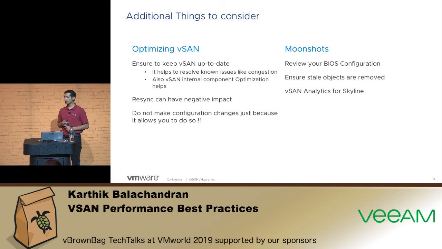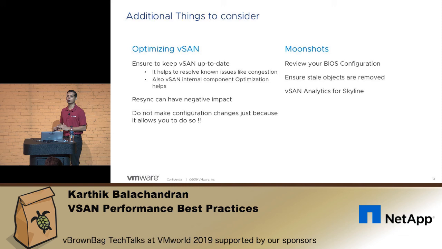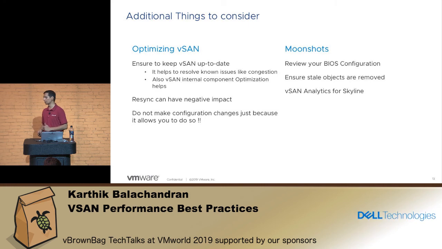And last point, do not make configurations on the fly, or make sure you're streamlining them. That's very important. The moonshots would be like stale objects. This is something we don't usually see with customers, but if you are in a POC and you're moving your POC environment into production, that is when you get to see this particular problem coming up. So stale objects occupy space as well, so when you delete them, that helps you.